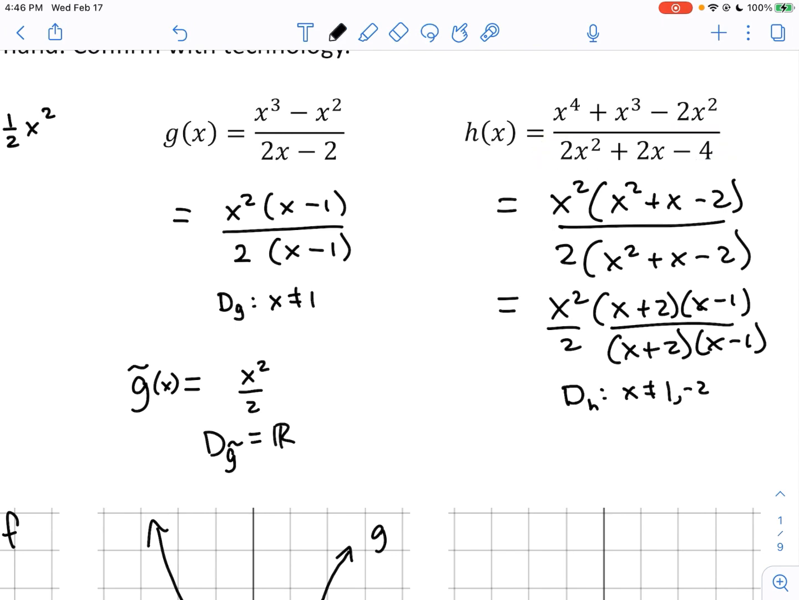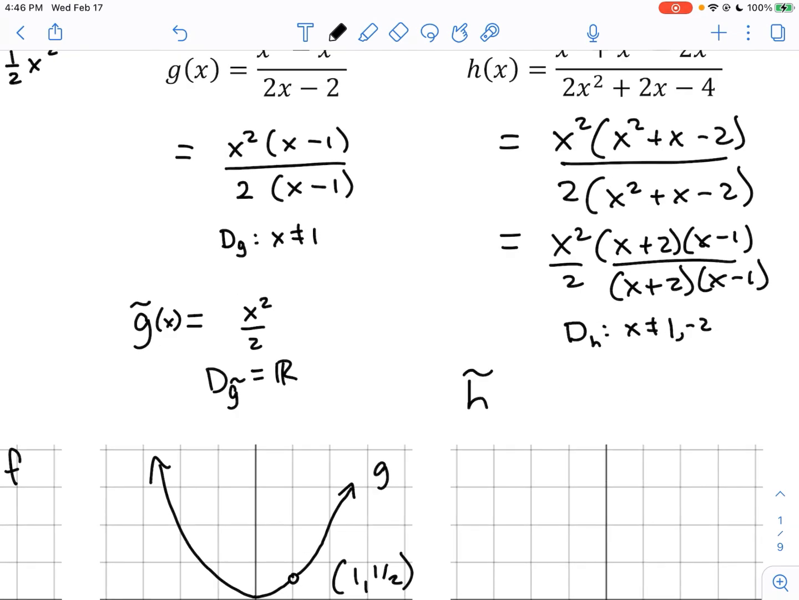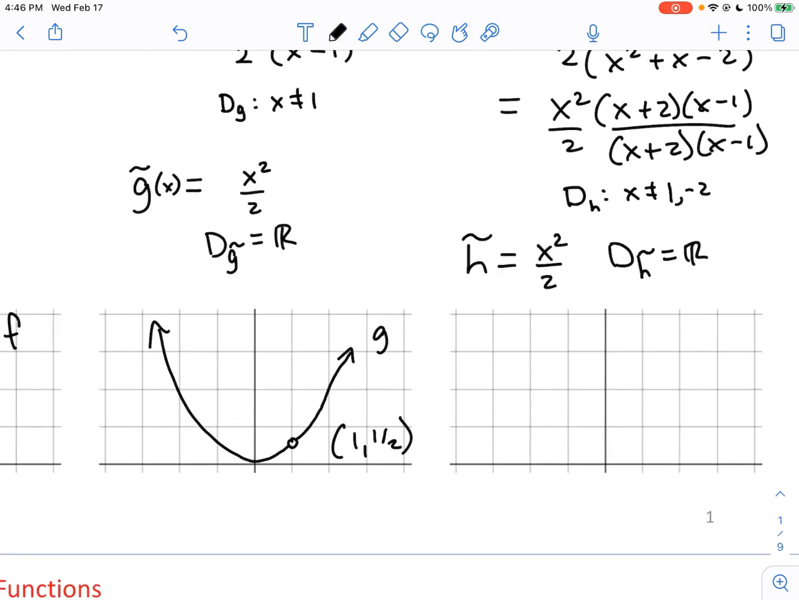But if you do the simplification and you cancel all 4 of these things, then technically we've changed it to a new function. We're going to call it h tilde. H tilde is x squared over 2 after you do the simplifying, and the domain of h tilde is all real numbers. So we technically have a different function. If I'm going to graph h, the original, then I can really just graph h tilde, but then remember to remove 2 points, have 2 domain restrictions instead. So we're going to have a missing point at 1, 1/2 and at -2, 2. Those are where the points used to be, and this is a graph of h.